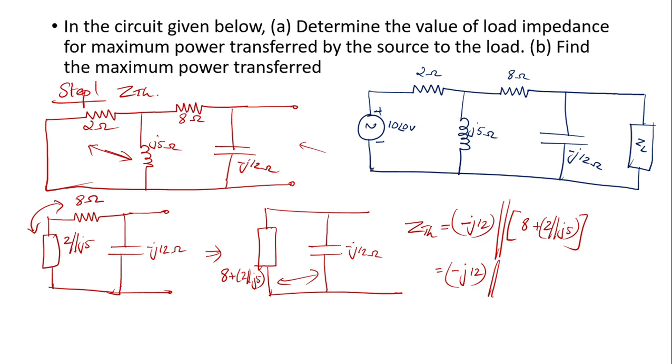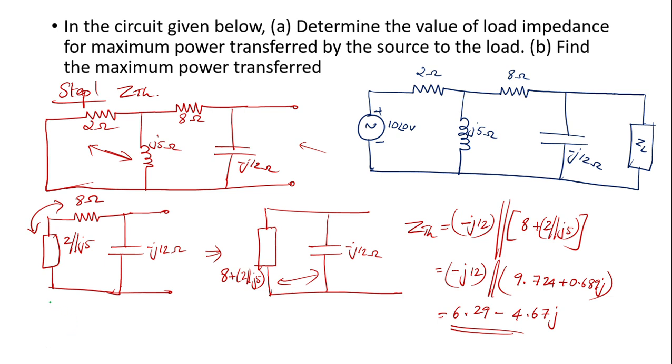So it will be 2 into 5j divided by 2 plus 5j, and you are going to get 8 plus 1.724 plus 0.689j, and you can just add it. 8 plus 1.724 will give you 9.724, and these two are going to be in parallel, and you will get the final answer for ZTH as 6.29 minus 4.67j. So this is your value of ZTH.